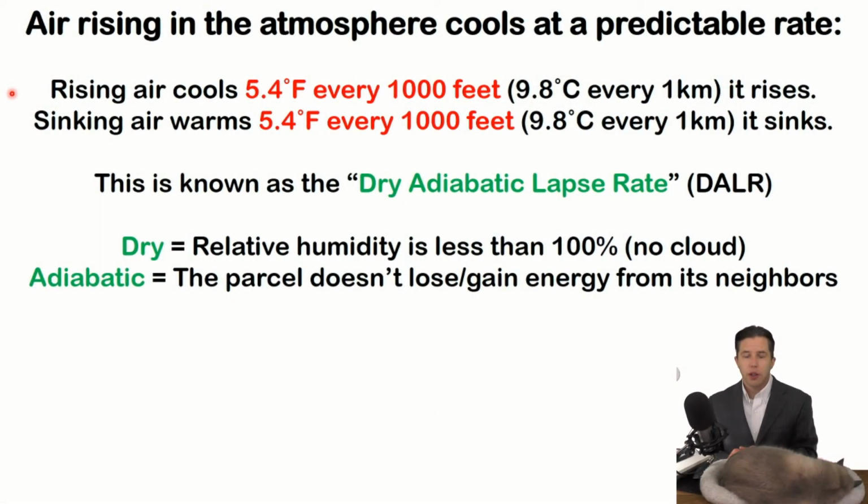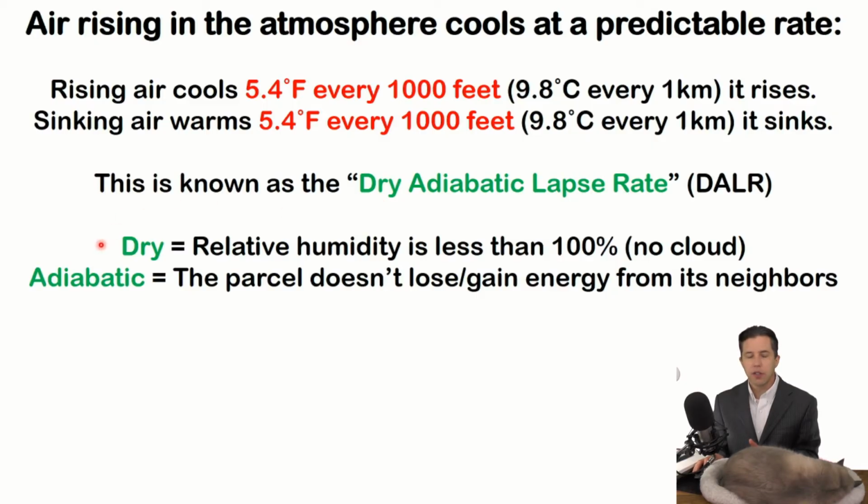So not only do we know that rising air expands and cools, and sinking air compresses and warms, but we can predict exactly how much the temperature will change. Turns out it doesn't matter where you are in the atmosphere, rising air will always cool at a rate of 5.4 degrees for every 1,000 feet that it rises, or it will warm 5.4 degrees for every 1,000 feet that it sinks. Or in the metric system, the temperatures will change 9.8 degrees Celsius for every 1 kilometer. These numbers are known as lapse rates, and this particular number is called the dry adiabatic lapse rate.